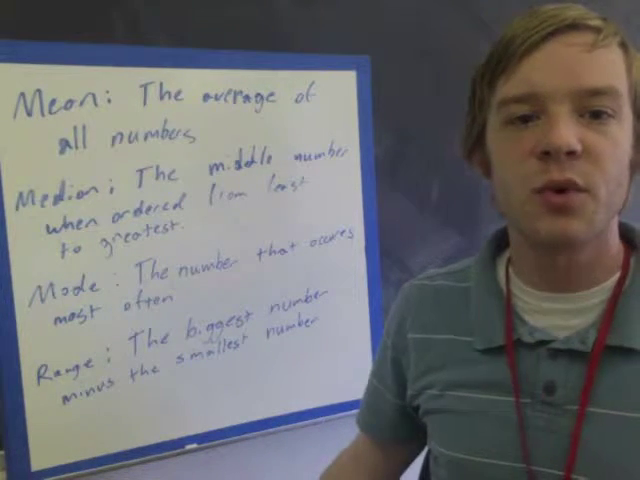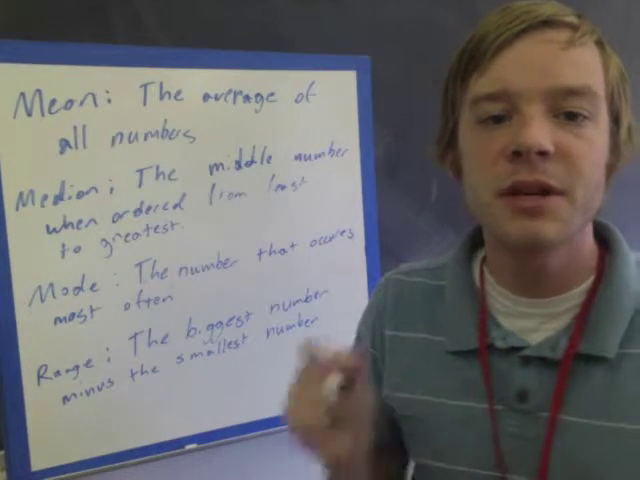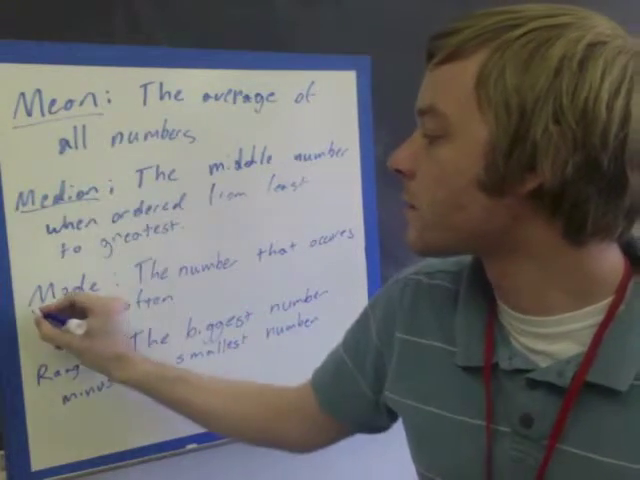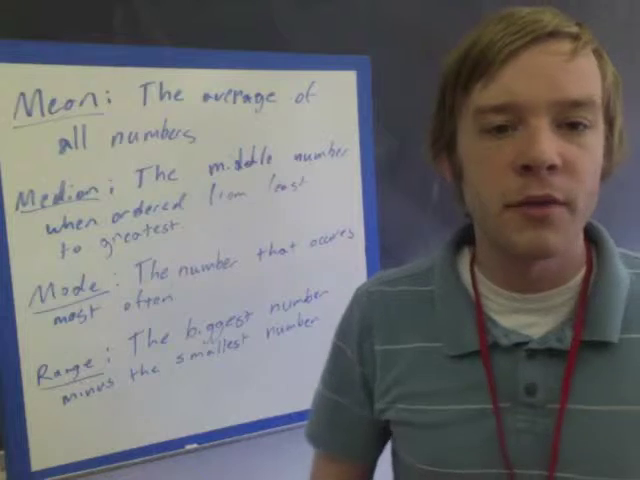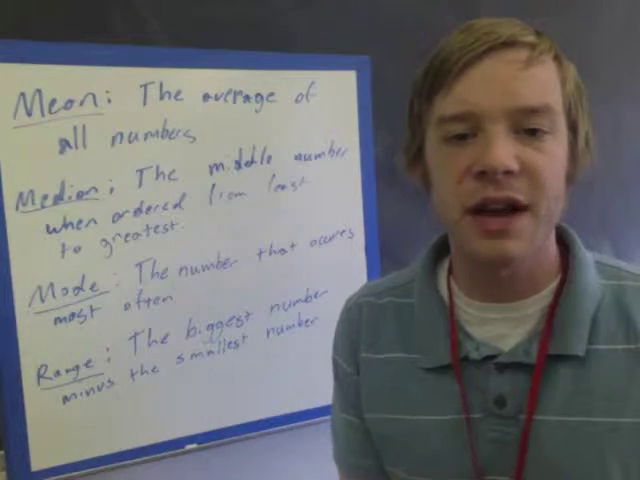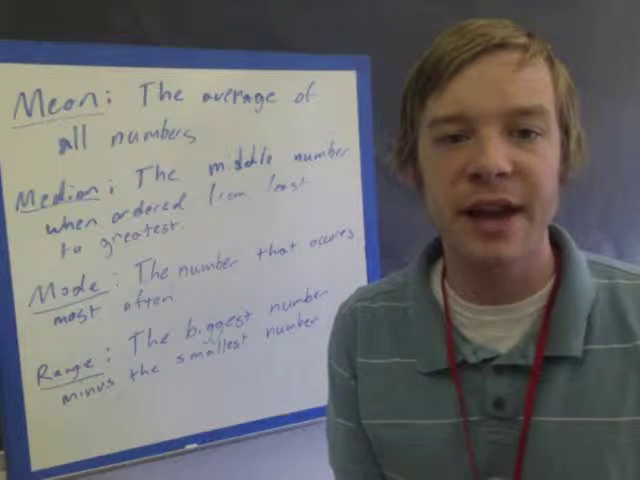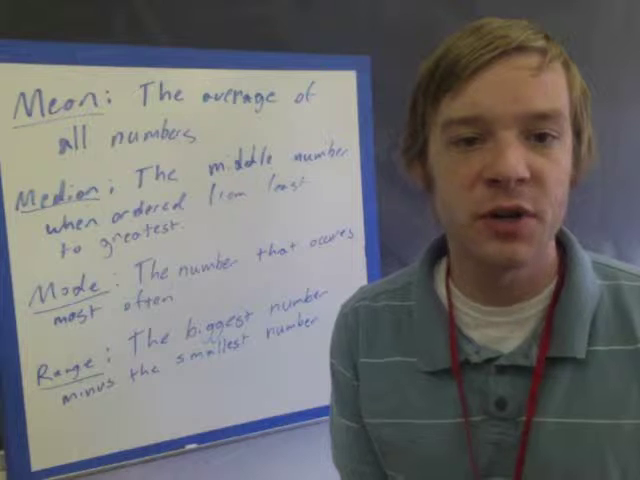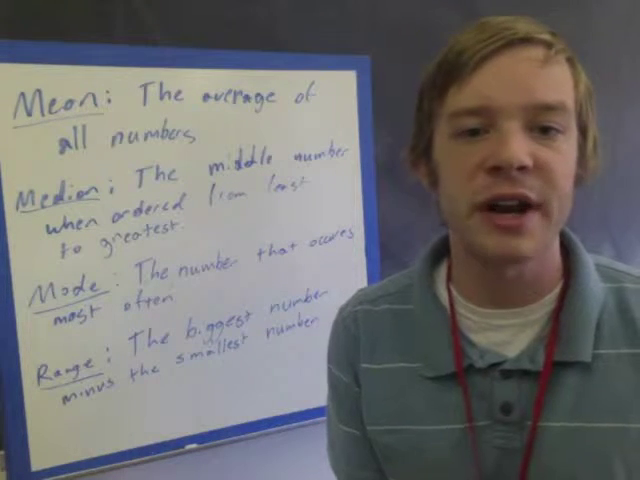Alright, the 4 things that we're working on calculating. First off, the mean, median, mode, and range. The mean, this is just the average of all of the numbers. Remember, to calculate the average, we simply add up everything that we have and then divide by how many things that we had. So, for instance, if we have 20 items, we add up all 20 items and divide by 20.